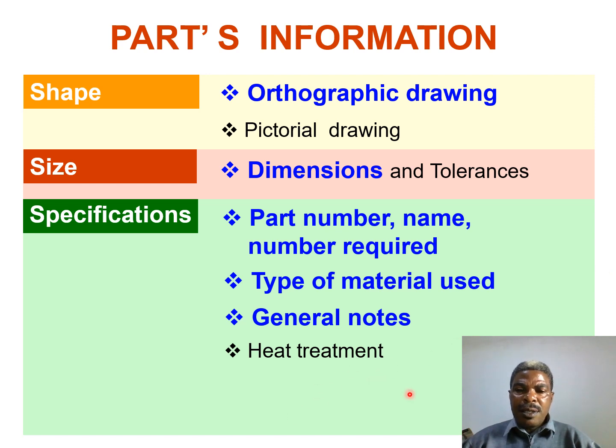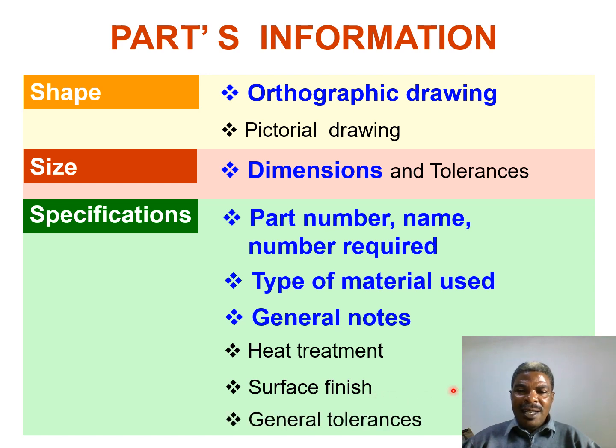Also, heat treatment should be given a specification, which heat treatment you prefer for a part, followed by the surface finish for your part. Is it coarse? Is it rough? Something like that. And the general tolerance, as you have said, should be indicated. A part to be fixed requires tolerance in order to fit exactly where it is required.